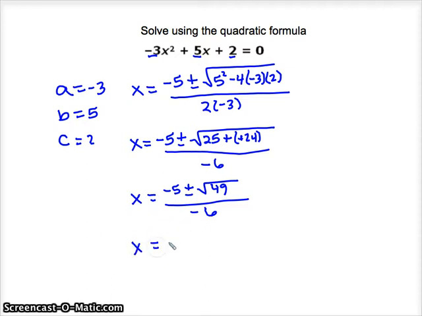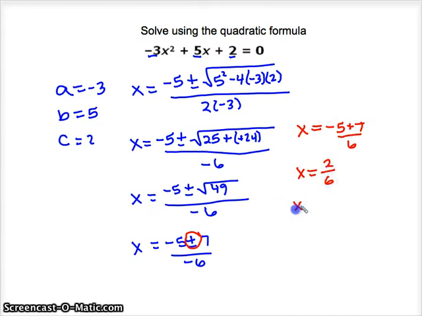So x equals negative 5 plus or minus 7 over negative 6. Again, here's where I use that plus or minus. I have two situations, one where I add 7, one where I subtract 7. X equals negative 5 plus 7 over 6. Negative 5 plus 7 is 2, so 2 over 6, and x is equal to 1/3.